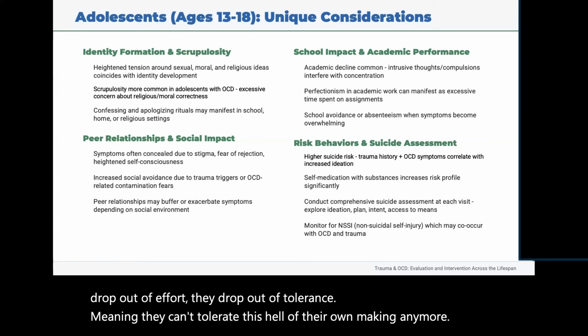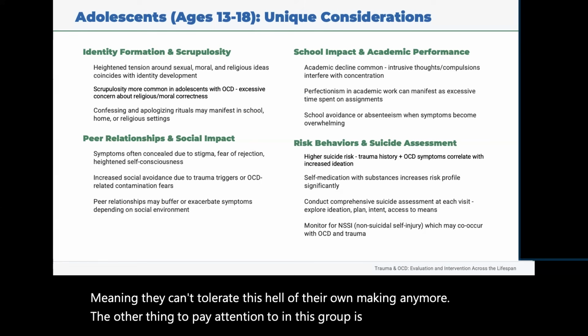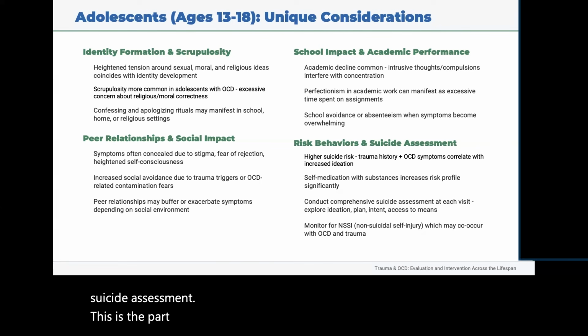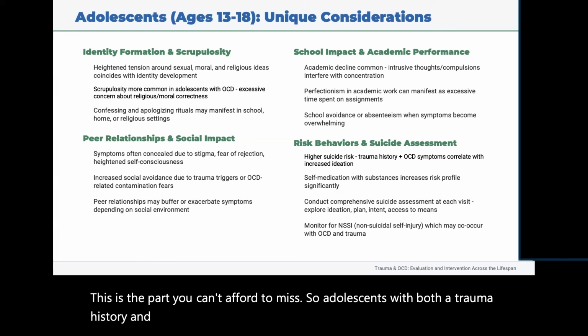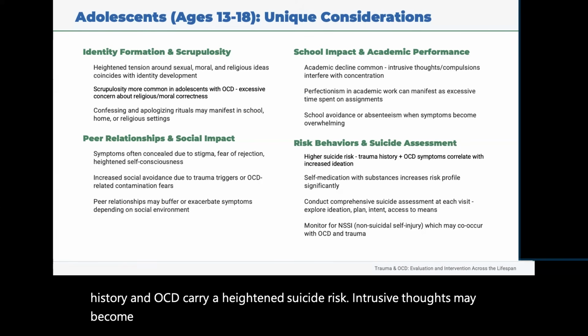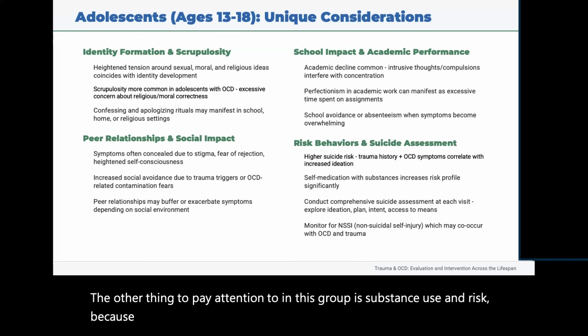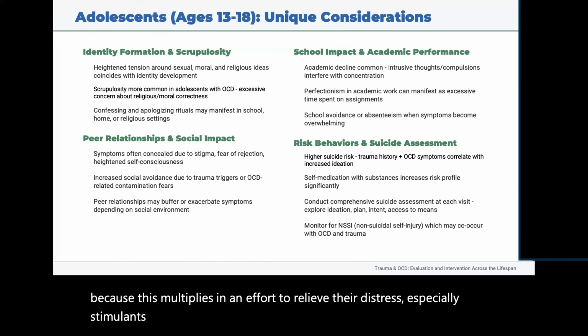The other thing to pay attention to in this group is risk behaviors and suicide assessment. This is the part you can't afford to miss. So adolescents with both a trauma history and OCD carry a heightened suicide risk. Intrusive thoughts may become intolerable, and self-harm may serve as a misguided attempt at control. The other thing to pay attention to in this group is substance use and risk, because this multiplies in an effort to relieve their distress, especially stimulants and cannabis.